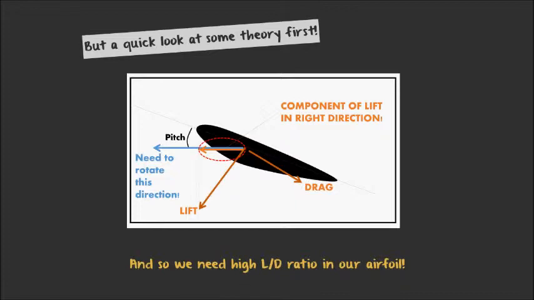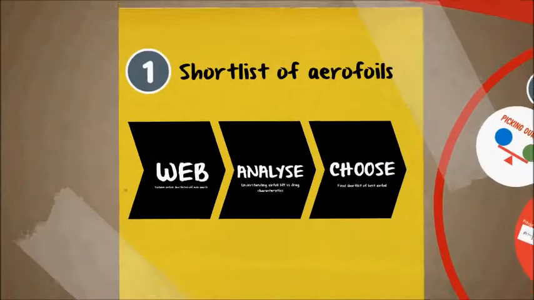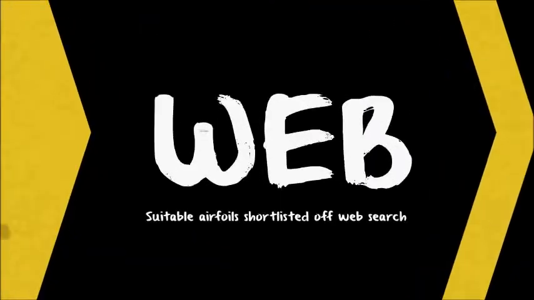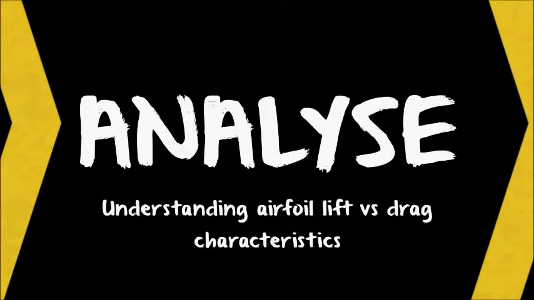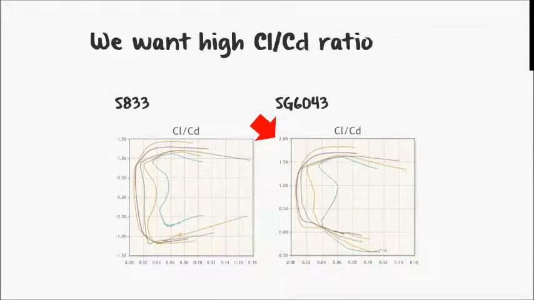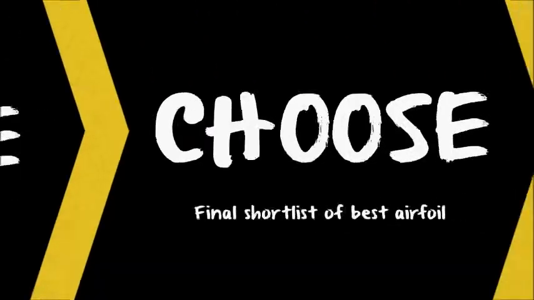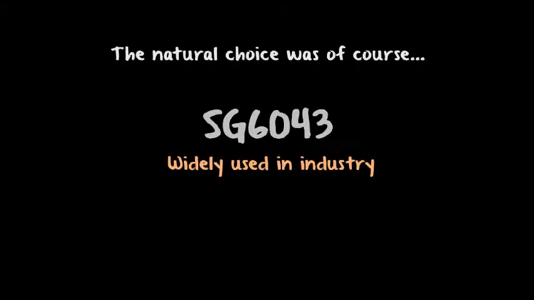And with this in mind, we start shortlisting our airfoils. First, we search the web, and we shortlisted 2 airfoils, the S833 and the SG6043. Next, we analyzed both using online tools, and we found the characteristic plots of both airfoils. Notice that regardless of Reynolds number, the SG6043 gives higher lift over drag ratios. And so finally, we choose the airfoils, and you would have guessed it, we picked the SG6043.